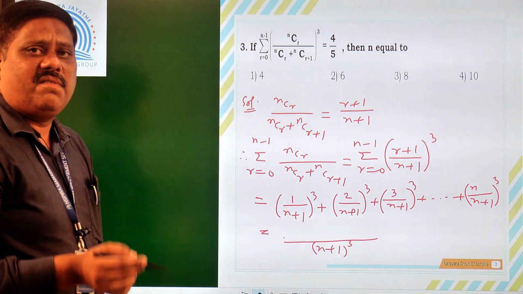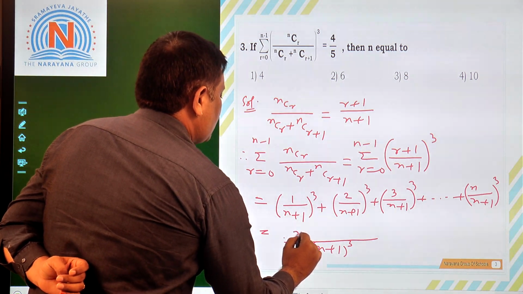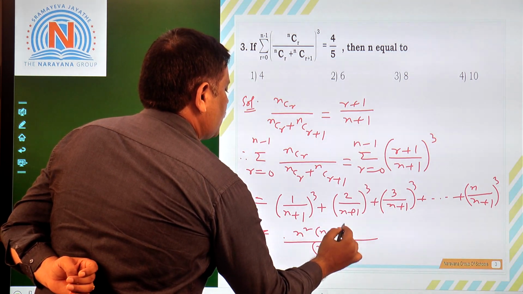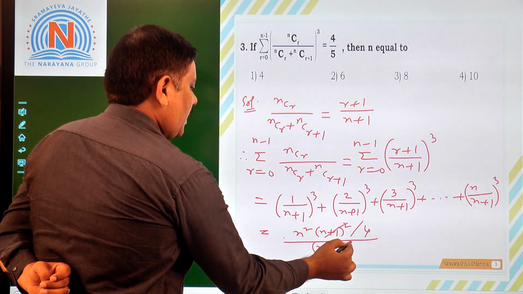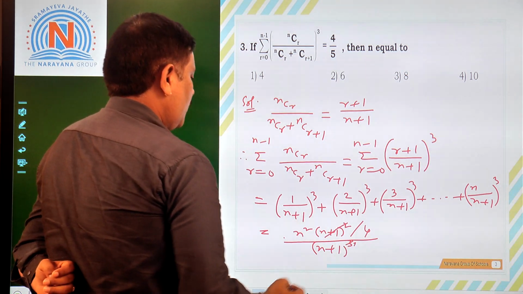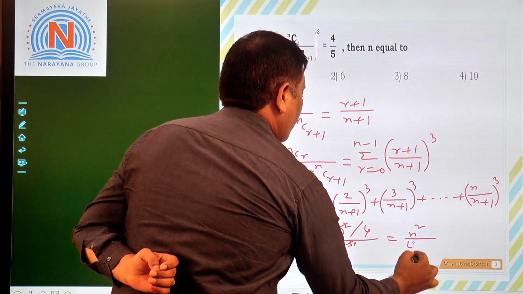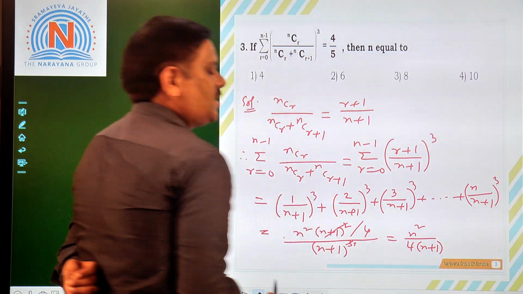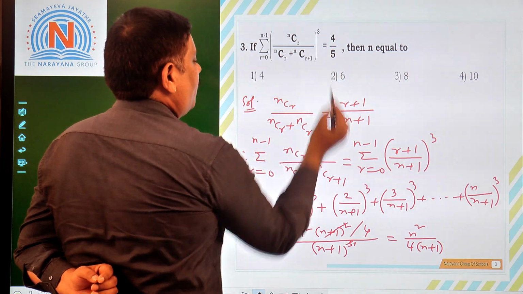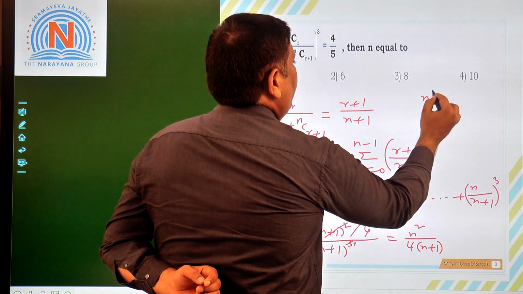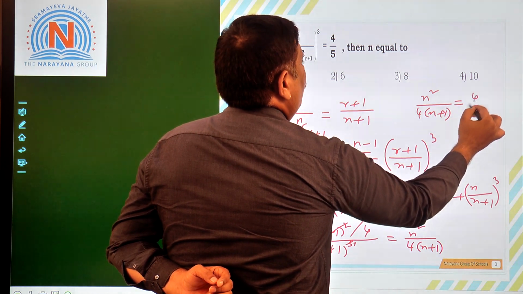That is nothing but the sum of cubes of first n natural numbers, that is n square into (n plus 1) whole square upon 4. So here (n plus 1) whole square cancels, so 1 remains here. So that is nothing but n square by 4 times (n plus 1). This is what we have, n square by 4 times (n plus 1). But that is given as 4 by 5. So n square by 4(n plus 1) is equal to 4 upon 5.